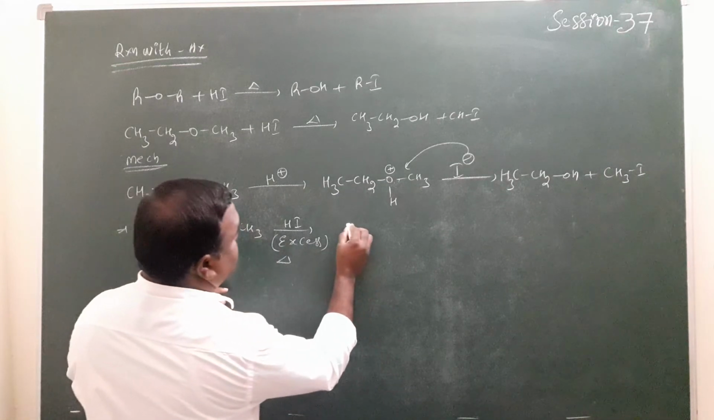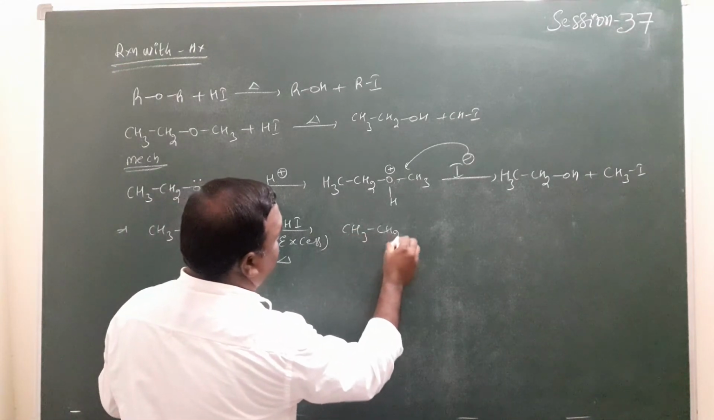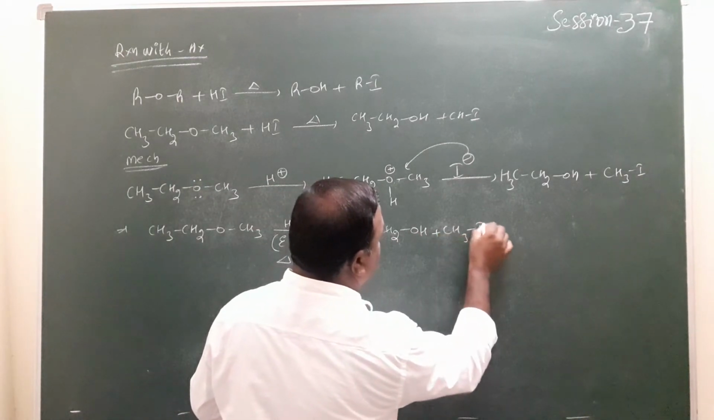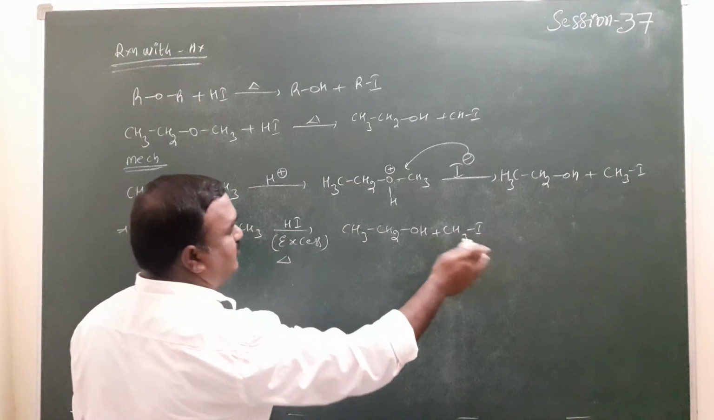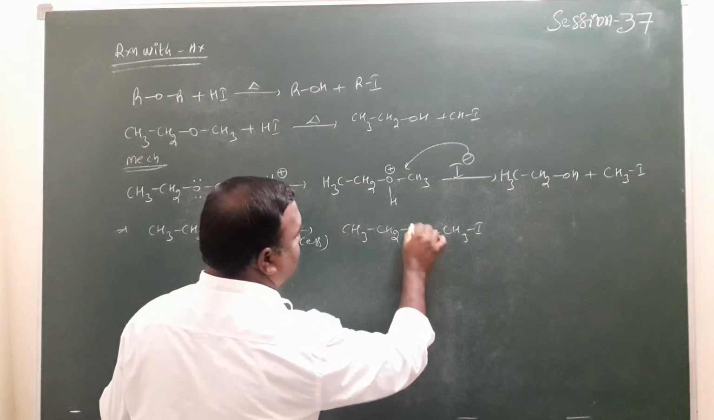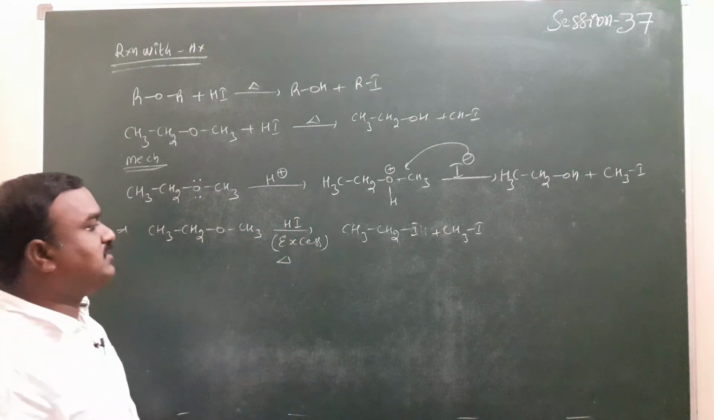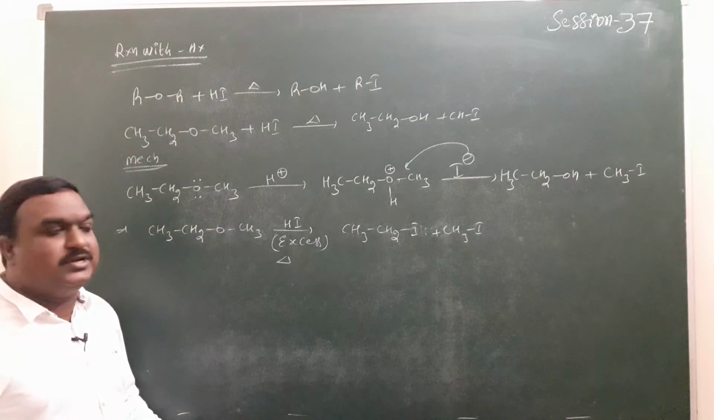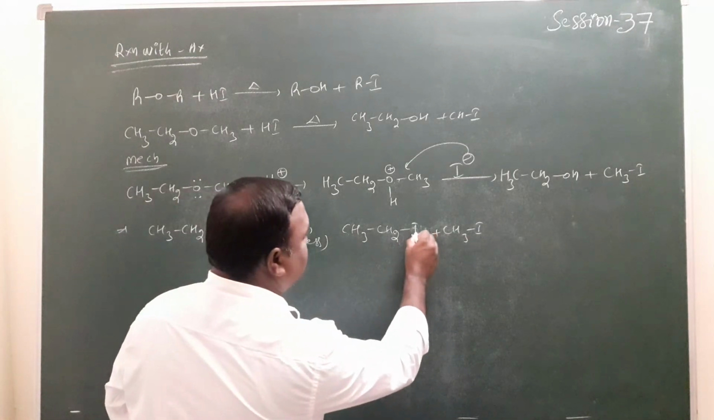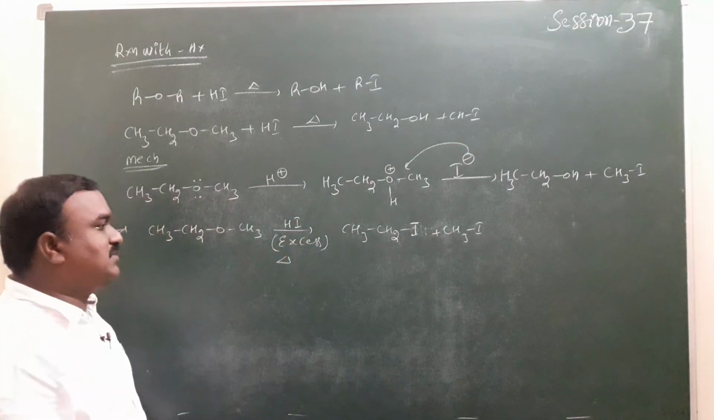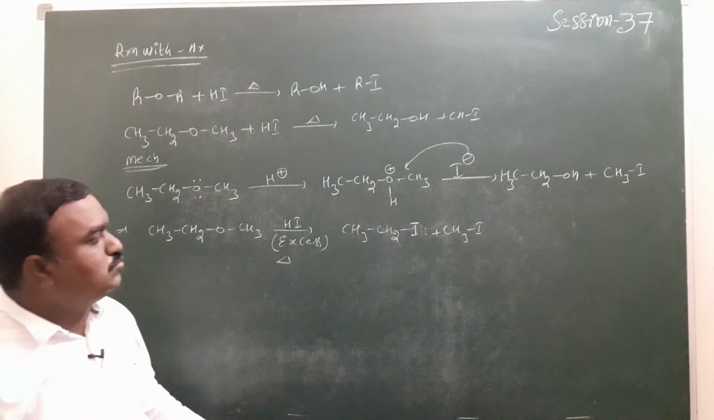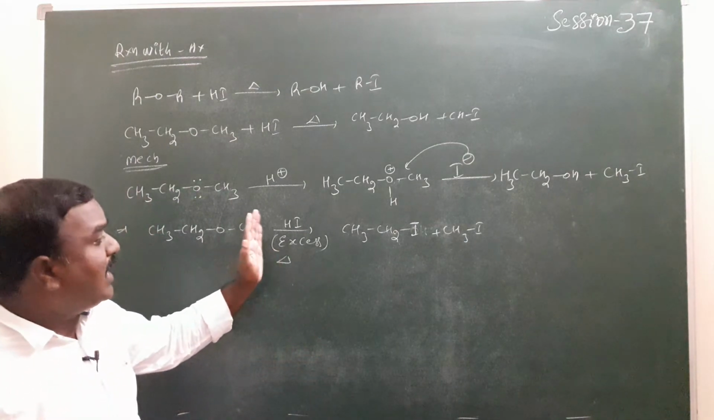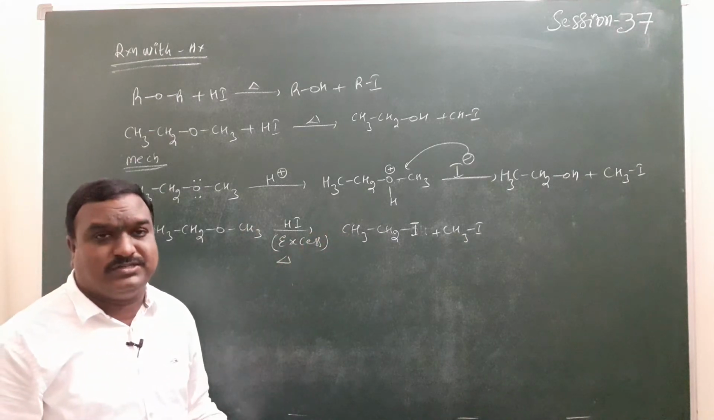Now CH3 CH2 OH plus CH3I. Again, with excess HI, if you take another mole, the OH group is replaced by iodine. This is the way to write that product. Remember, if excess HI or excess HBr is given, it converts into iodides or bromides or chlorides. Based on the hydrogen halide, we can write the products in these reactions.